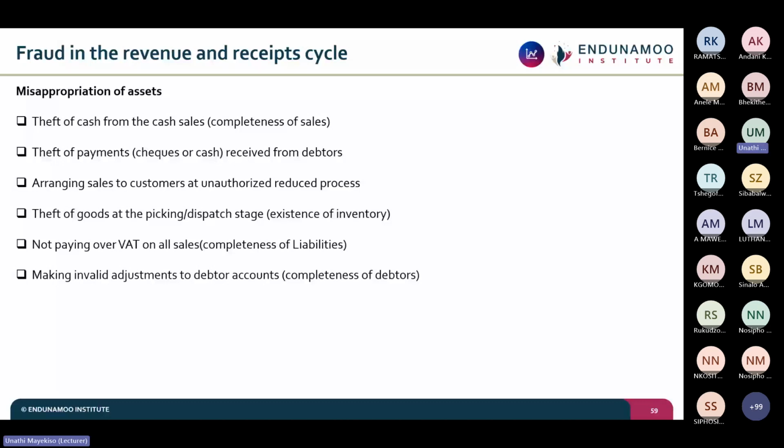Remember when we talk about material misstatement, in audit, the objective of an audit is to express an opinion that financial statements are free of material misstatements, either due to error or fraud. Okay. Right? So when we talk about fraud, we're talking about misstatement in the financial statements. So how does what you've just described cause misstatement in the financial statements?